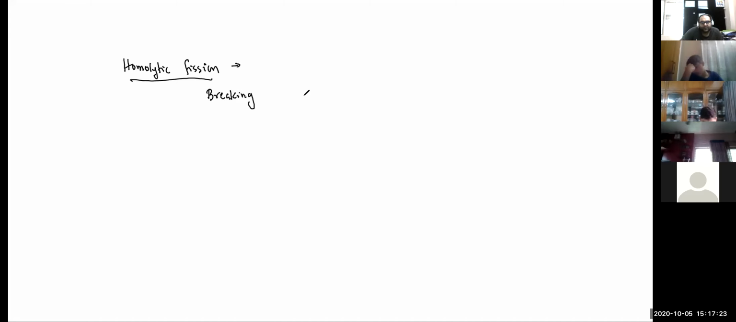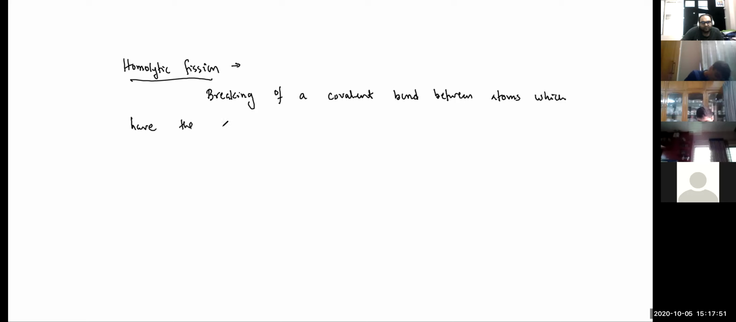Homolytic fission is the breaking of a covalent bond between atoms which have the same electronegativity.